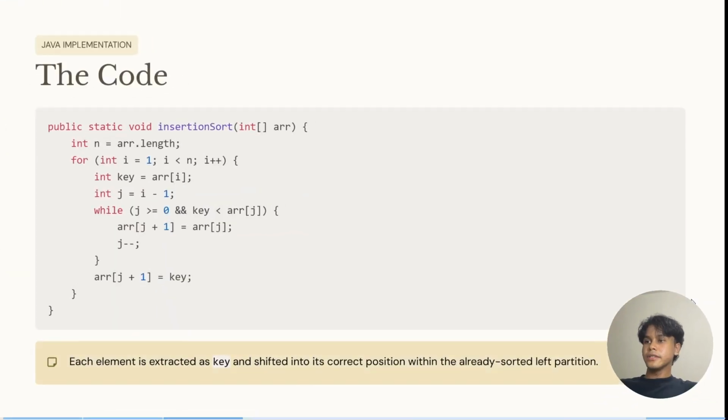Here is the complete Java implementation of the algorithm. As you can see, it relies on two nested loops to traverse and shift the elements. It completely solves the sorting problem with no syntax or logic error.